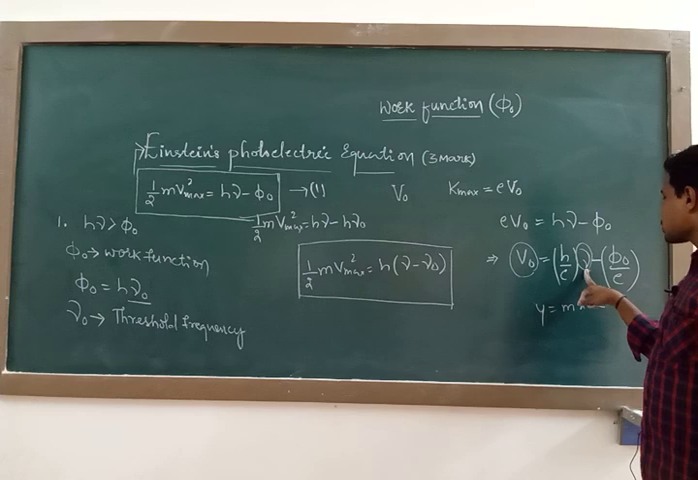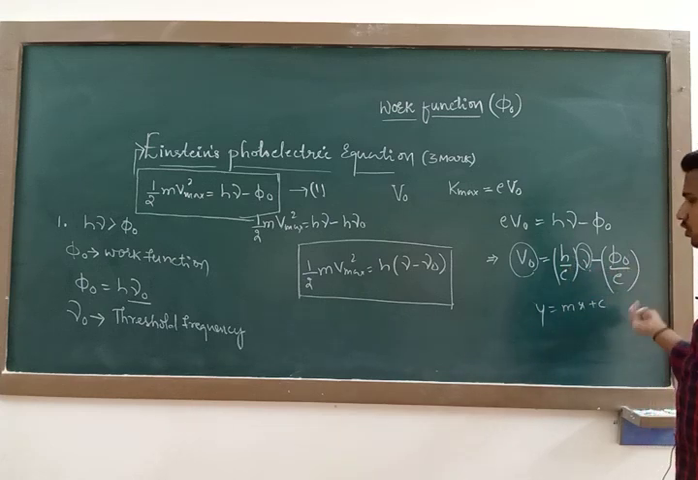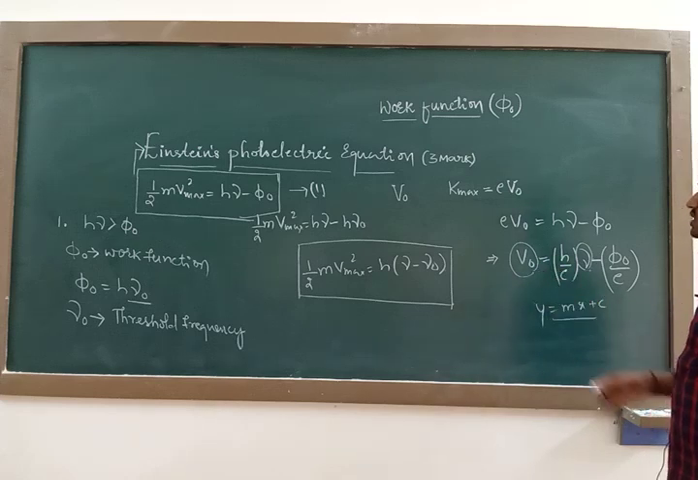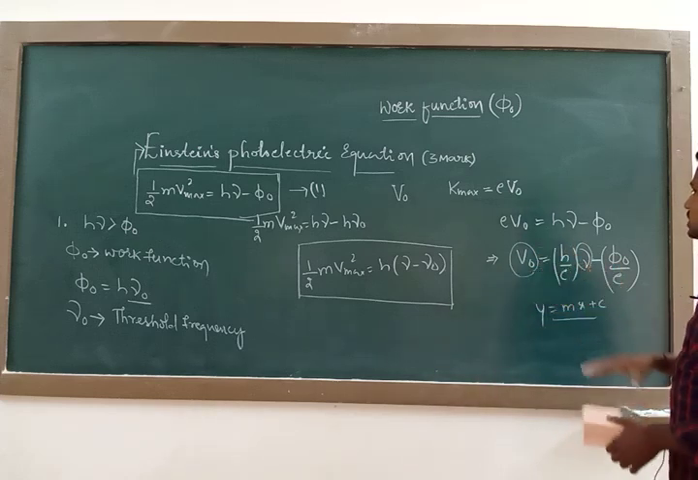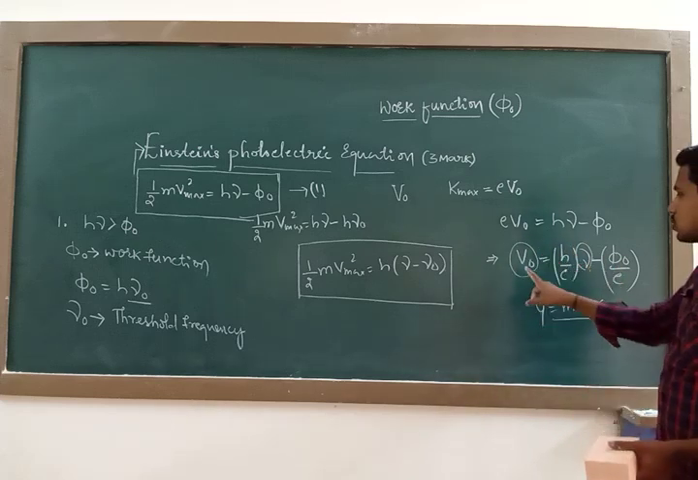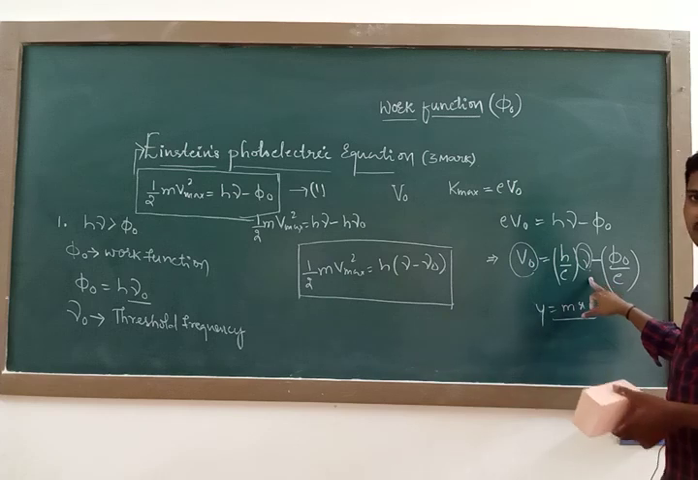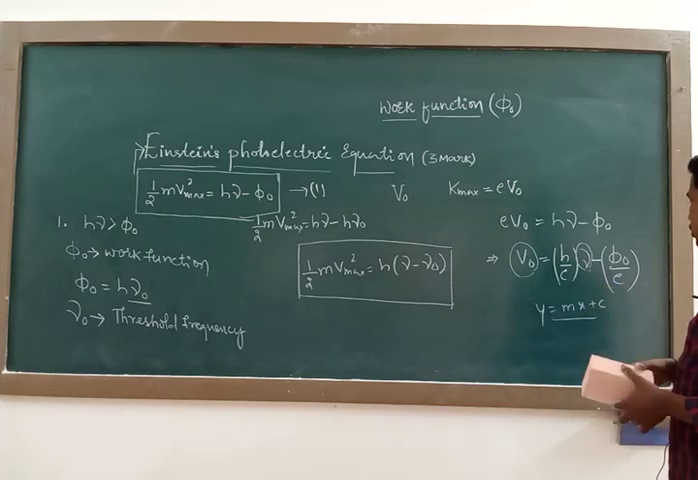See, V0 is proportional to ν, where h by e is constant, φ0 by e is constant. So therefore this is an equation of a straight line. So from this we can say that the stopping potential varies linearly with the frequency. Stopping potential varies linearly with the frequency. So this is about the thing.